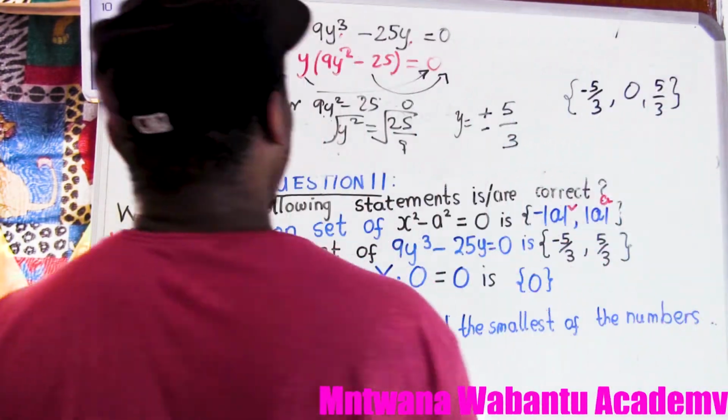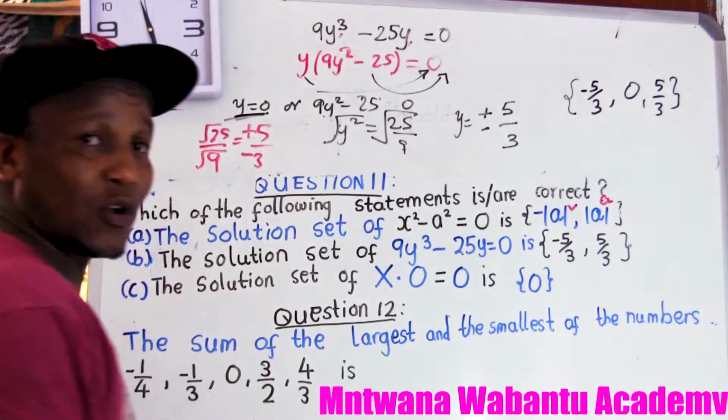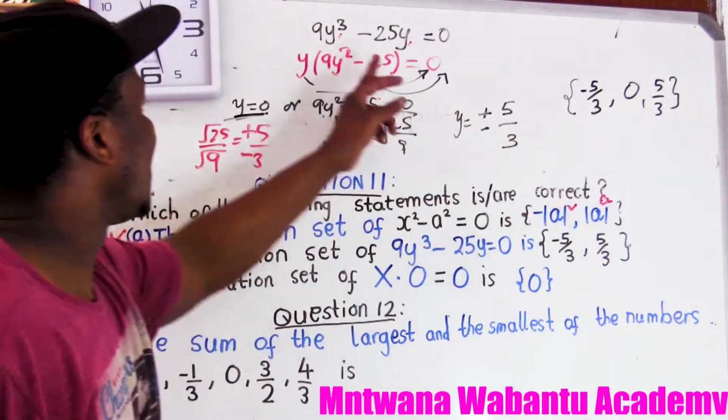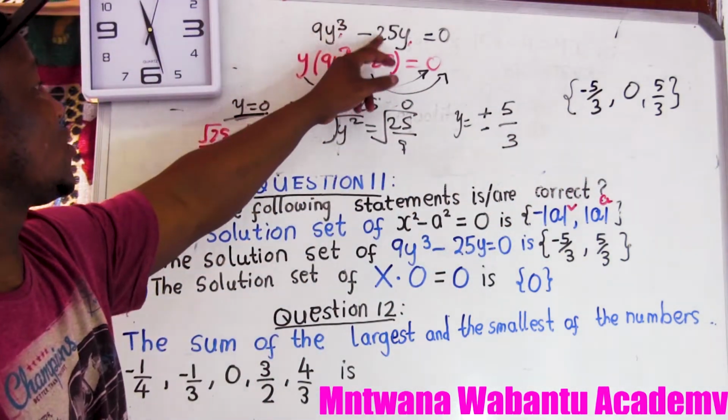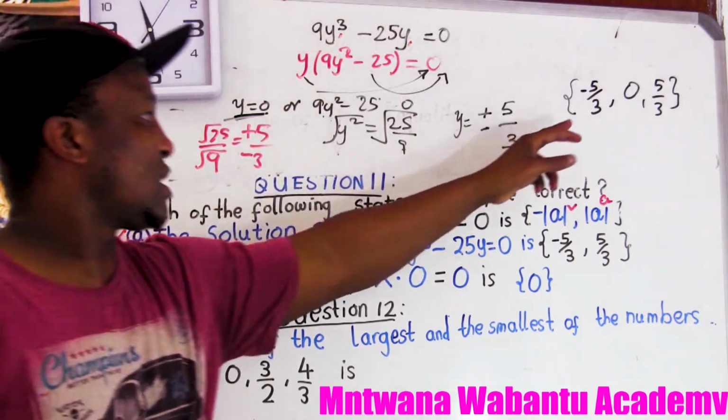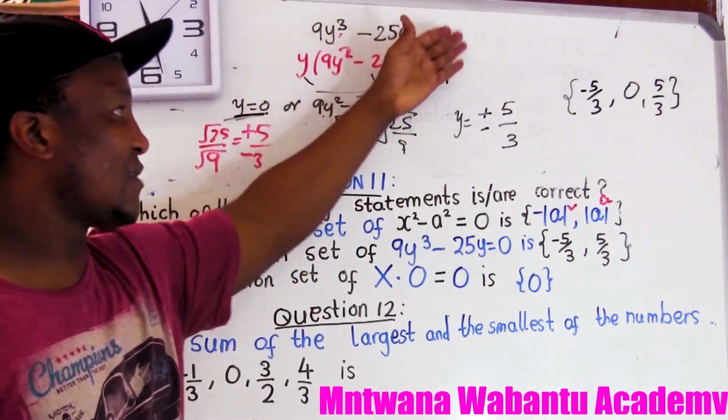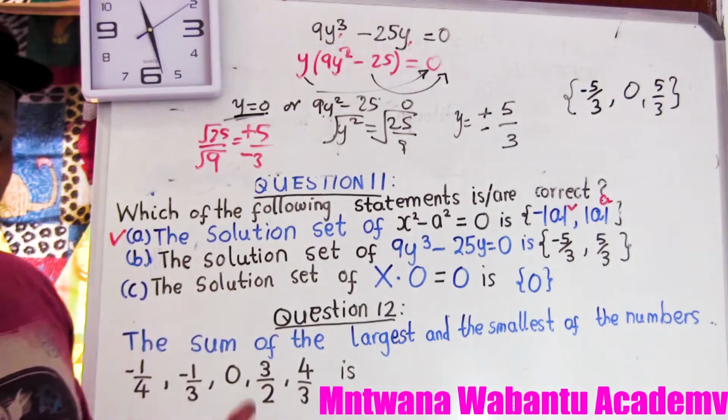So this is going to be our solution set, and you can even take these values and plug in, it's going to be true. Look, if you take 0, 0 times y cubed is 0, 0 equals 0. Yes, it's true. Take negative 5 over 3, it's going to give you the same thing. Left and right is going to be true. You can test that. We know how to test a solution set.